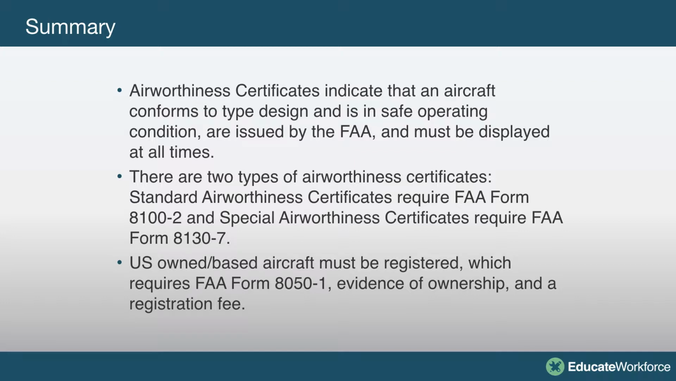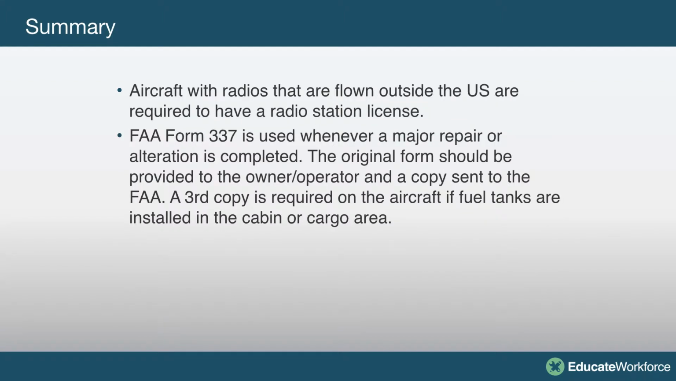U.S. owned and based aircraft must be registered, which requires an FAA Form 8050-1, evidence of ownership, and a registration fee. Aircraft with radios that are flown outside the United States are required to have radio station licenses. The FAA Form 337 is used whenever a major repair or a major alteration is completed. The original form should be provided to the owner-operator, a copy should be sent to the FAA, and a third copy is required to be kept on the aircraft if fuel tanks are installed in the cabin or in the cargo area.